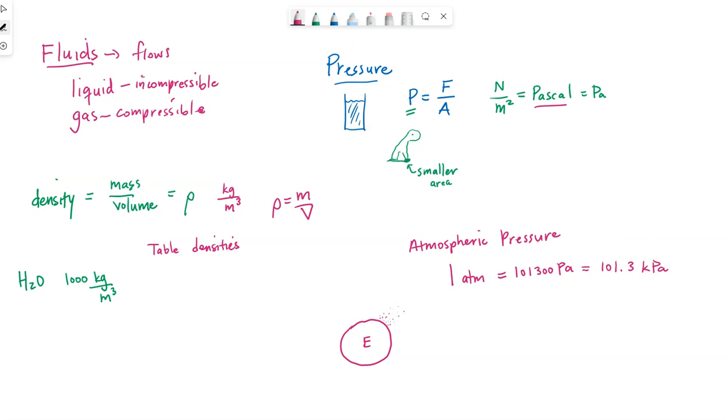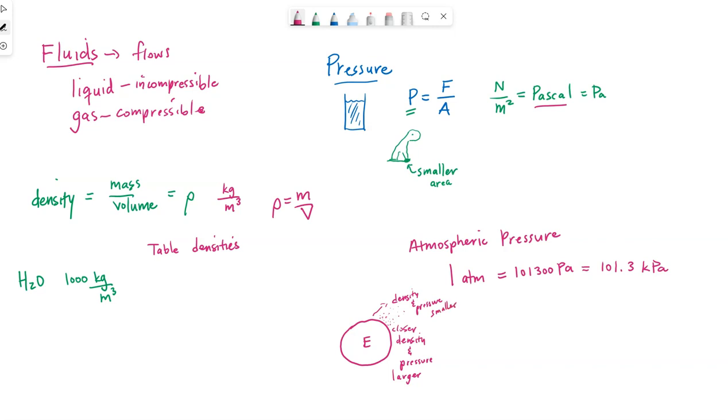Gravity is stronger, the force of gravity is stronger closer to the Earth, which makes the density and pressure larger closer to the Earth. As we go outwards away from the Earth, closer to outer space, the density and pressure are smaller.